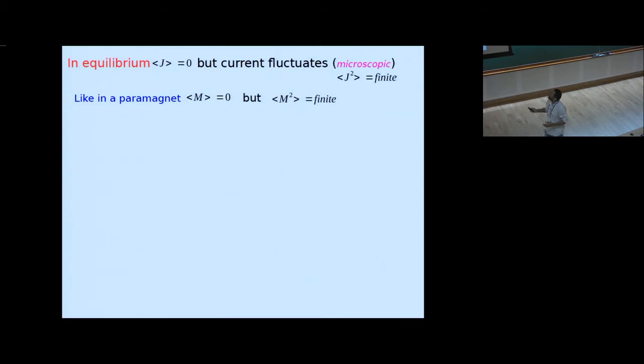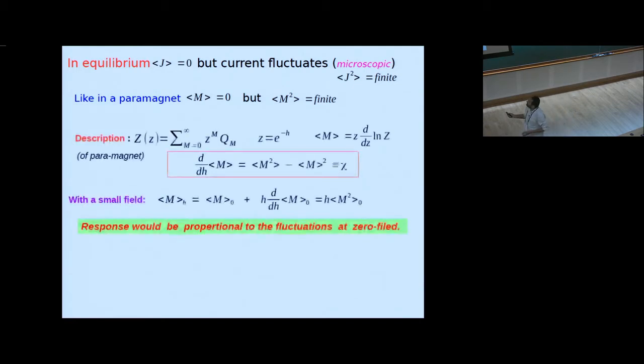You can think of this like a paramagnet, where M average is 0, but M square average is finite. The description of a paramagnet can be written with a partition function, Z to the power M, where Q_M is the partition function for the magnetism and the weight is e to the power minus beta h M, if you put a field h. If you calculate M average, these are standard relations, and dM/dh is M square average minus M average square, which you call susceptibility. This quantity is positive, because it is the average of M minus M average, whole square, so dM/dh has to be positive.